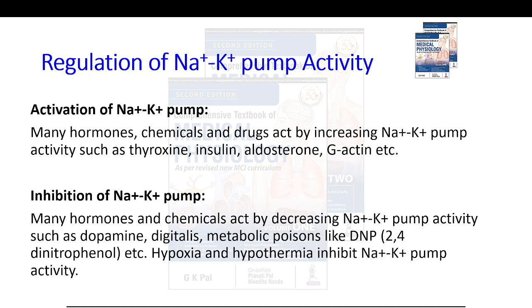Many hormones, chemicals, and drugs act by increasing sodium potassium pump activity, such as thyroxine, insulin, aldosterone, G-actin, etc. Many hormones and chemicals act by decreasing sodium potassium pump activity, like dopamine, digitalis, and metabolic poisons like DNP, 2,4-dinitrophenol. Hypoxia and hypothermia also inhibit the sodium potassium pump. Hypoxia means decreased PO2, and hypothermia means decreased body temperature.